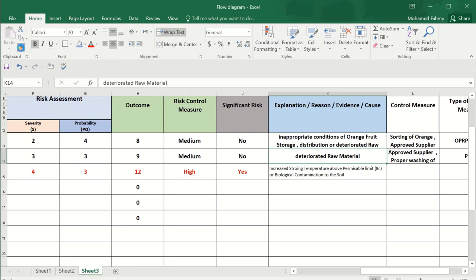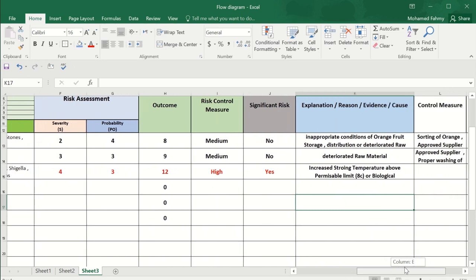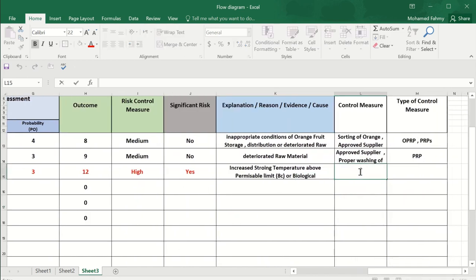Because this is all our brainstorming, just focus on this: the biological hazard from the orange. So how do we control this? By pasteurization and certificate of analysis from approved supplier. The pasteurization is our CCP and the certificate of analysis is a PRP.